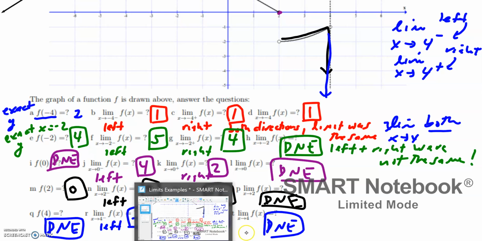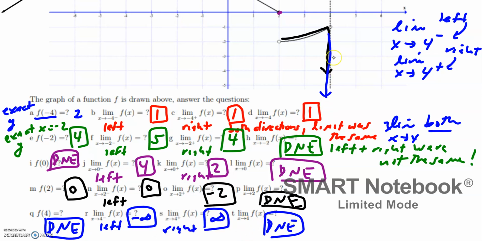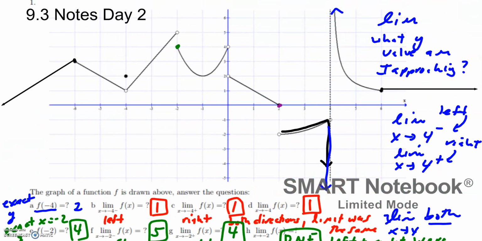The reason some people might get confused, they might say, oh, there's a vertical asymptote, so there can't be a limit. That's not true, because a limit, remember, means that you are approaching something. So you're approaching this from the right, going to positive infinity, and approaching this from the left, it's negative infinity.